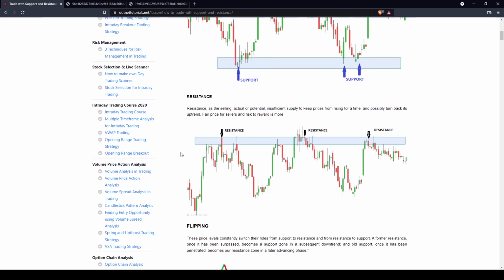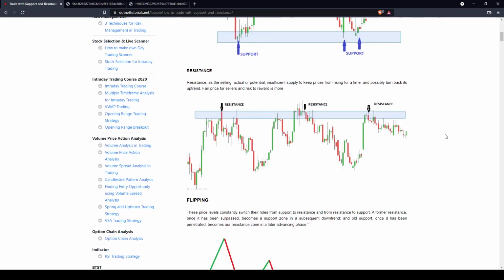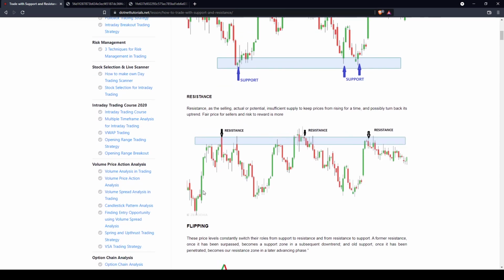Now, resistance: the selling, actual or potential, insufficient supply to keep prices from rising for a time and possibly turn back its uptrend. Fair price for sellers and risk to reward is more. Meaning that generally where there is a resistance, there is a good selling pressure. Like, people are trying to take profit at that point. And again, it's a range, not a specific price, as you can see.